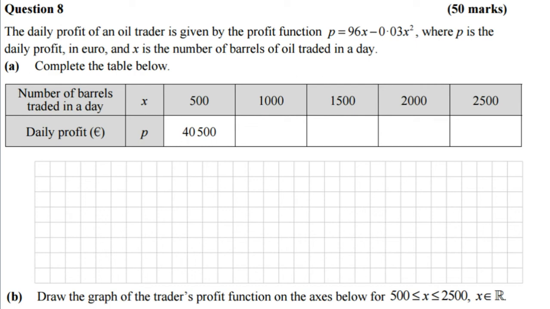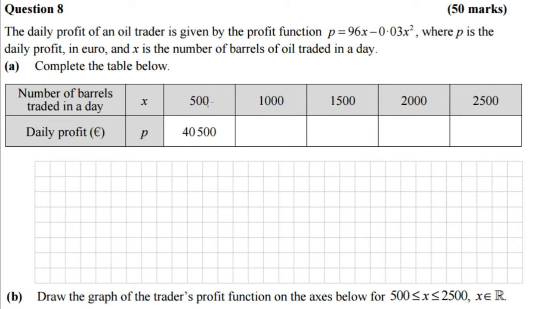2015 Leaving Cert Ordinary Level, Paper 1, Question 8. So it says here, the daily profit of an oil trader is given by the profit function P equals 96x minus 0.03x squared, where P is the daily profit in euro and x is the number of barrels of oil traded in a day. So it's saying to us, complete the table below.